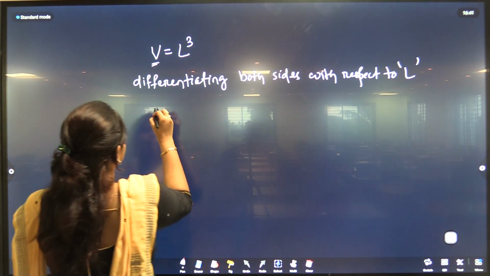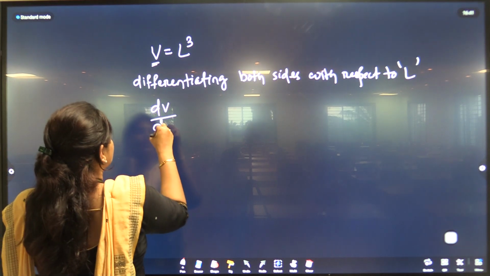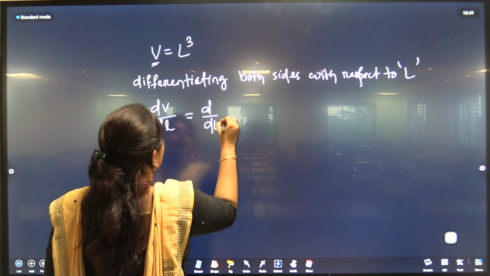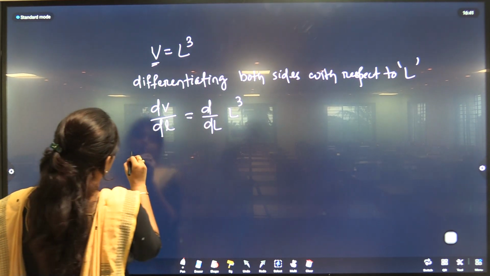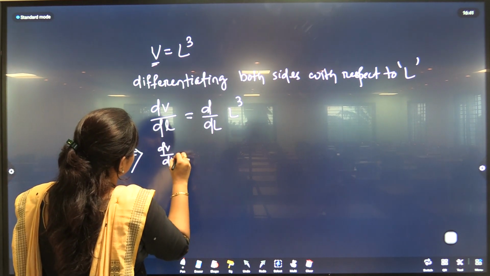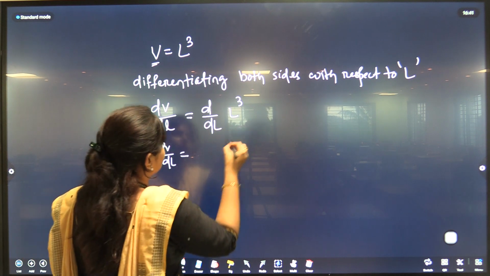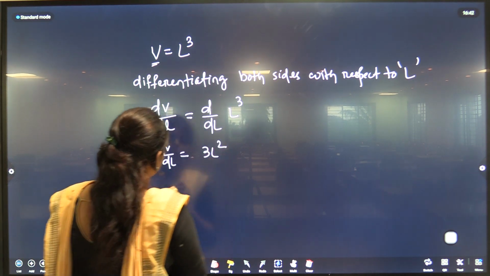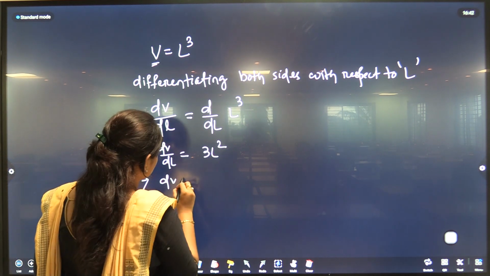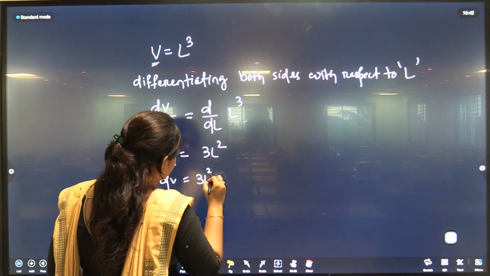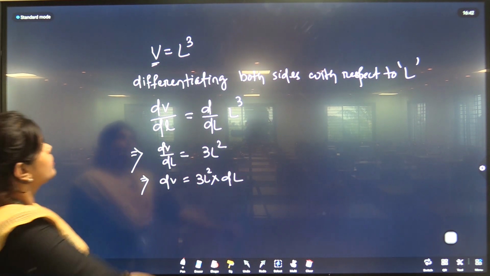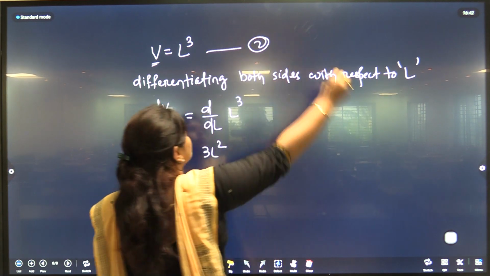It will become dV by dL equals d by dL of L cube. dV by dL, V is a constant, d by dL of L cube will be 3L square. Now, this dL we will change to this side: 3L square into dL. This is your equation 2.